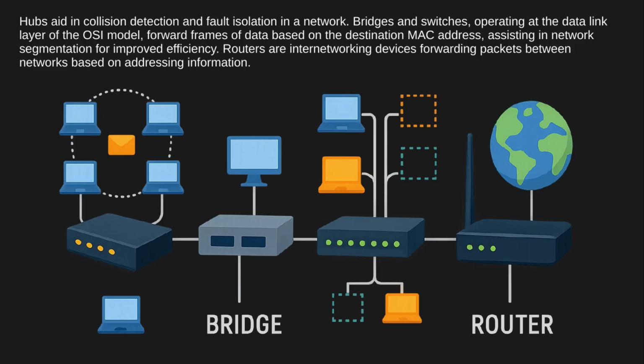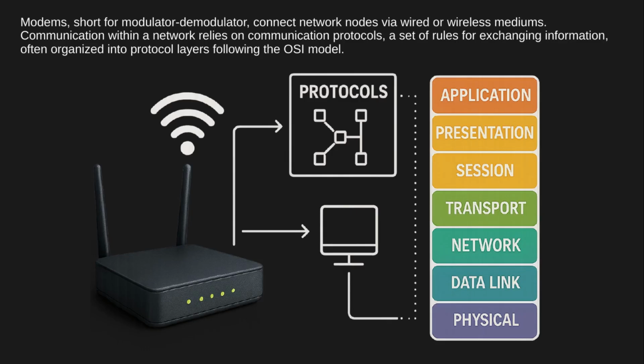Bridges and switches, operating at the data link layer of the OSI model, forward frames of data based on the destination MAC address, assisting in network segmentation for improved efficiency. Routers are internetworking devices forwarding packets between networks based on addressing information. Modems, short for modulator-demodulator, connect network nodes via wired or wireless mediums.